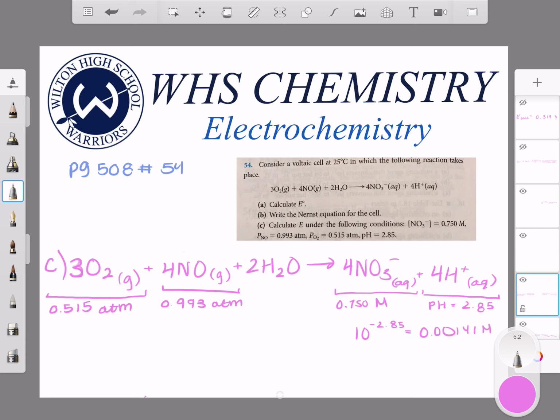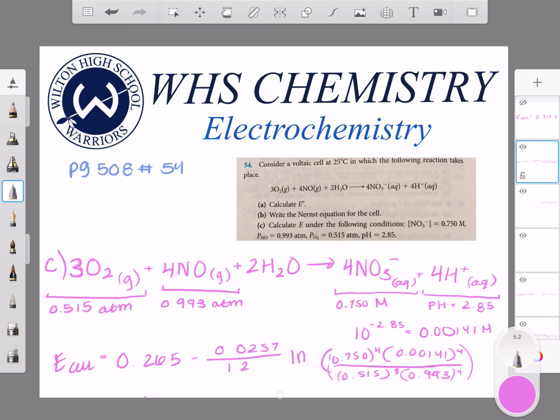And then we can plug in here. So we're going to plug in what we know into the Q expression. So we have the Nernst equation that we wrote in part B, and then we're just plugging in for Q right here. And always remember that the coefficients are what we're raising those to the power of, and that it's products over reactants. And finally, we're going to get that E cell equals 3.19 volts. That's all.